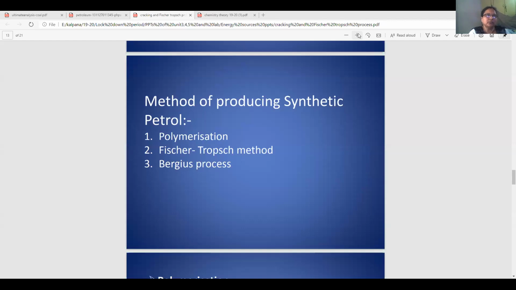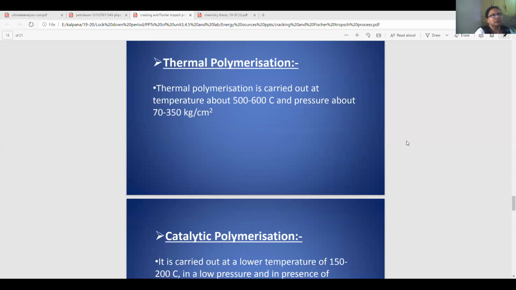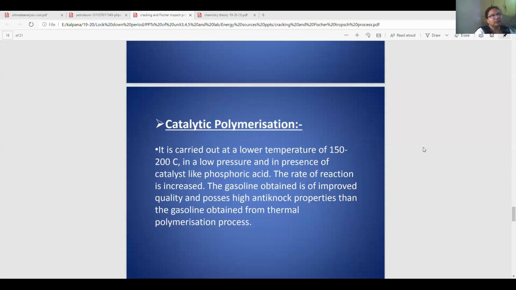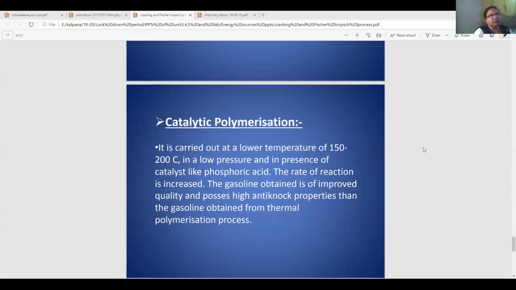Today we are going to study how to manufacture synthetic petrol or gasoline. Synthetic petrol is manufactured by three processes: polymerization, the Fischer-Tropsch method, and the Bergius method. Coming to the polymerization method, in polymerization we have thermal polymerization and catalytic polymerization.